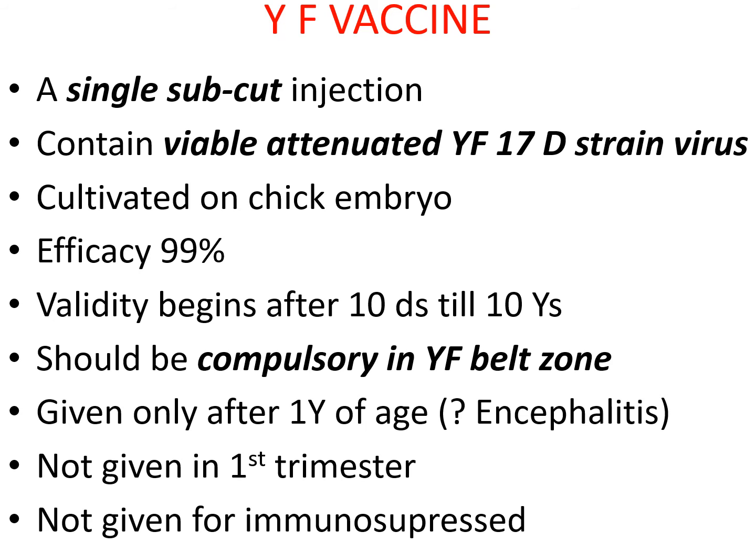Yellow fever vaccine is a single subcutaneous injection, containing viable attenuated yellow fever 17D strain virus cultivated on chick embryo, efficacy 99%, validity begins after 10 days till 10 years. It should be compulsory in the yellow fever belt zone, given only after 1 year of age, as it may cause encephalitis before this age. It is not given in the first trimester of pregnancy, nor to the immunosuppressed.